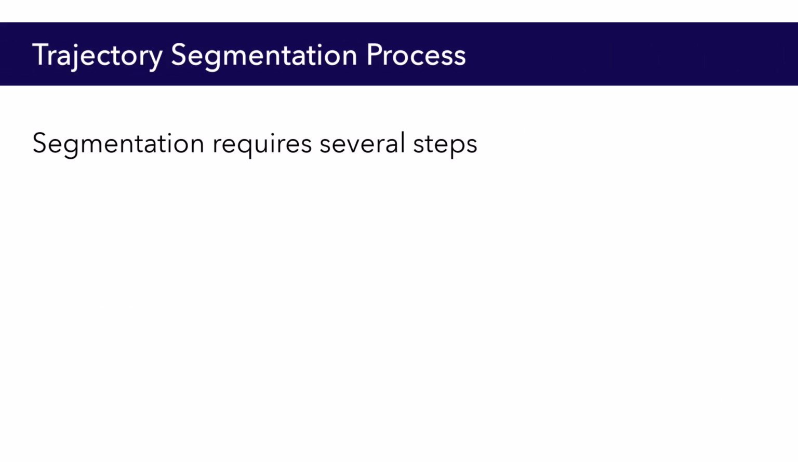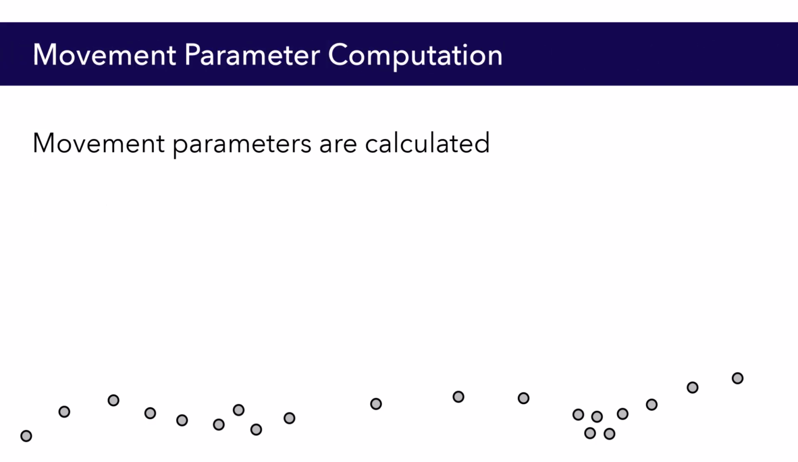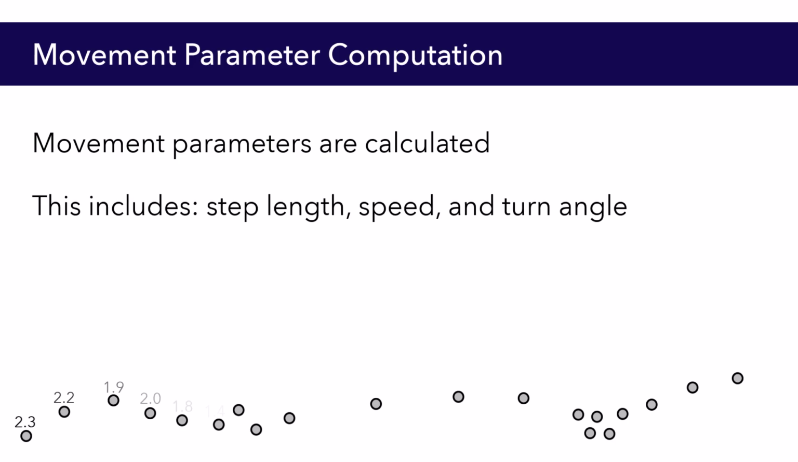Trajectory segmentation involves multiple processes. Here is how we do it. First, we pre-process trajectory data to ensure data quality and remove errors and outliers from the trajectories. For example, we remove points that are located outside the study area. Once the data is cleaned of obvious errors, we compute movement parameters such as step length, speed, and turn angle.